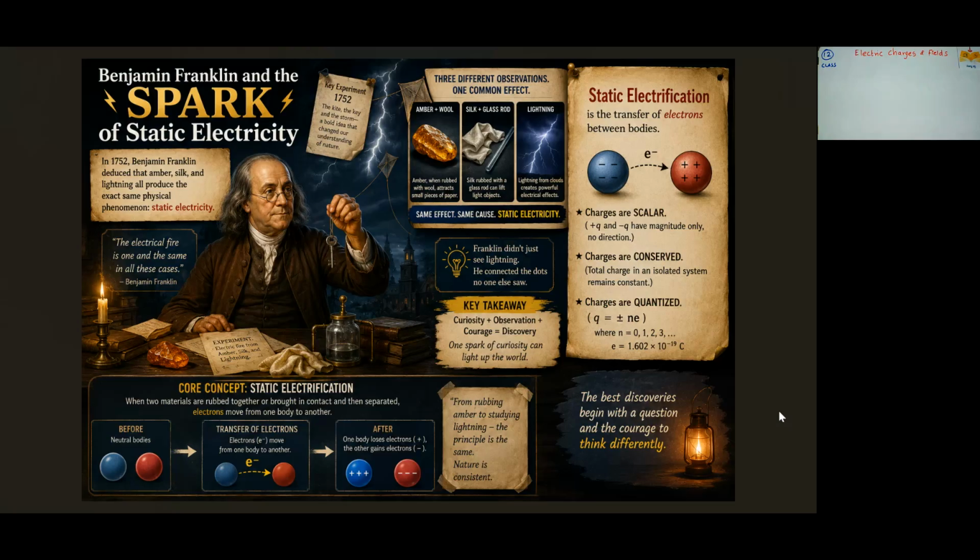And the third one, very important, quantization. Any observable charge Q in nature is always an integral multiple of the basic fundamental unit e. You can see in that image: Q is equal to plus or minus n e. Here n means any value like 0, 1, 2, 3, and e, the fundamental unit of charge, is 1.602 × 10^-19 coulomb.